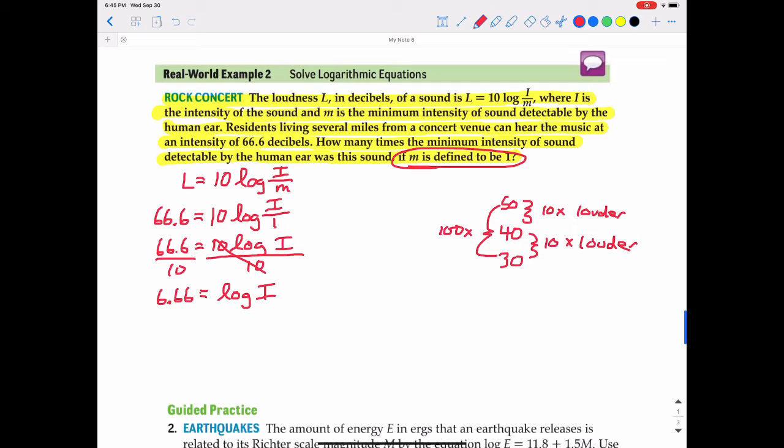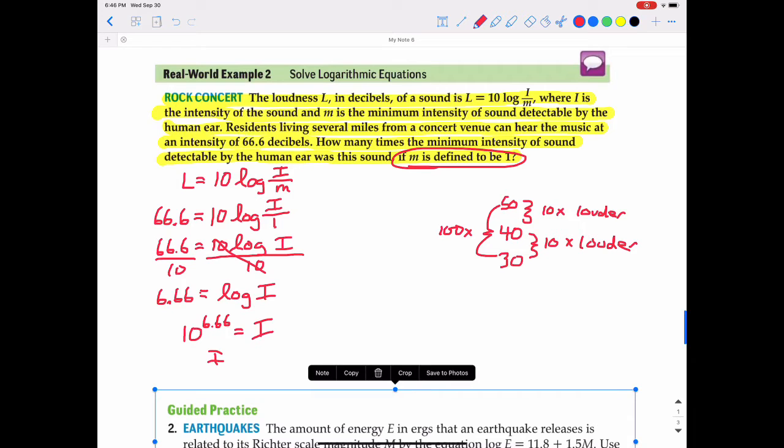Recall that when we first started talking about logarithms, it is oftentimes easier to solve a logarithmic equation if you can rewrite it as an exponential equation. So we're going to rewrite this as an exponential equation. The base of the log is the base of the exponent, and that's going to be 10. What the logarithm equals is the exponent, so 10 to the 6.66 is going to equal I. So all we have to do is figure out what 10 to the 6.66 power is. You take out your calculator, and 10 to the 6.66 power is about 4,570,882. So I is approximately 4,570,882.